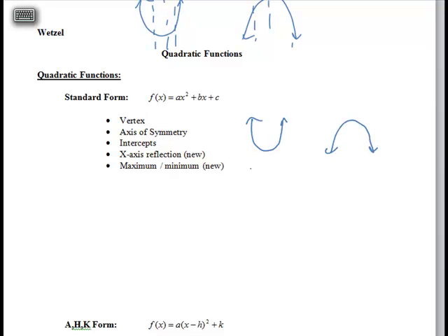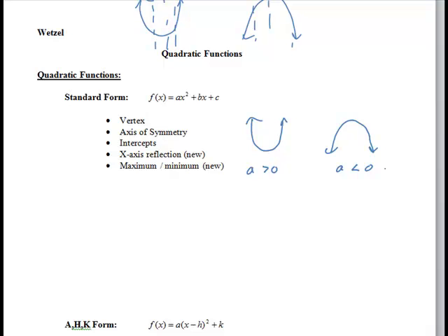The way we determine that is a. If a is positive, it opens up. If a is negative, it opens down. And that terminology works just fine for quadratics. But working with functions, we want to come up with some terminology that works for all functions, not just quadratic, or not just one or two.